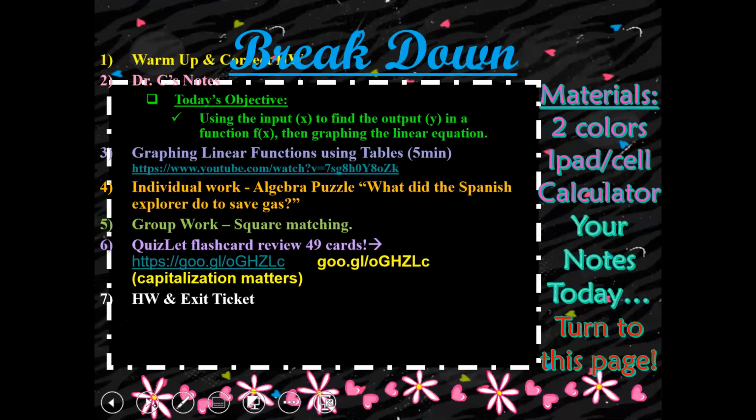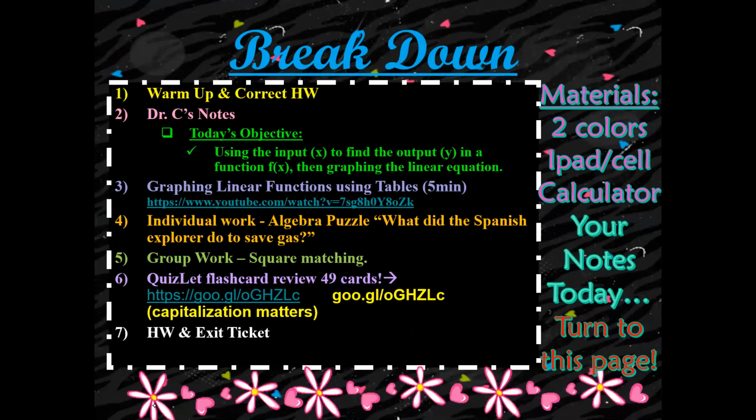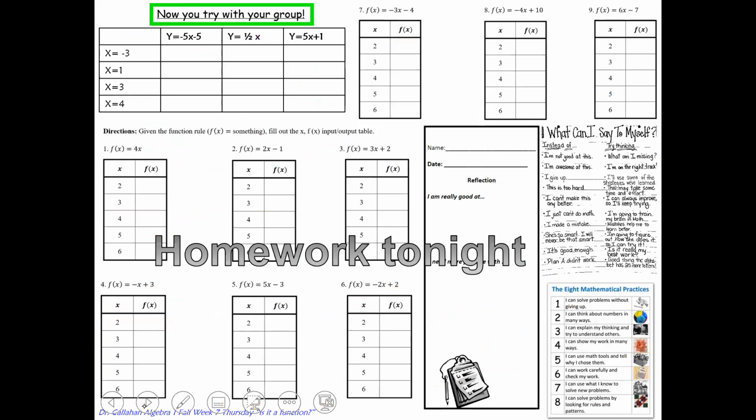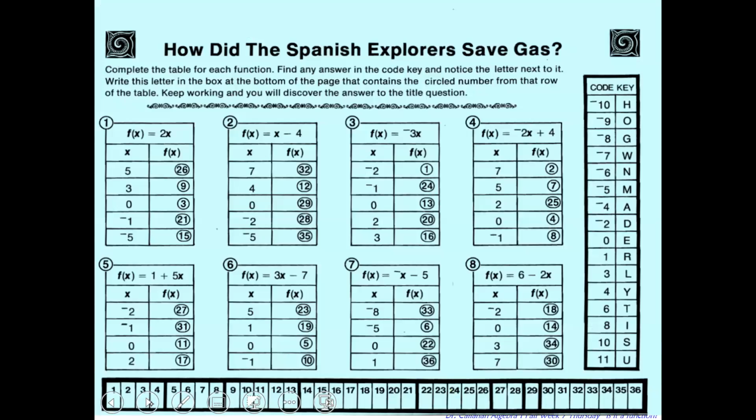All right, today we're going to talk about the input to find the output in a function, and then we're going to graph the linear equation. I have an individual algebra puzzle that I want you guys to work on. It says, what did the Spanish Explorer do to save gas? This is in your guided notes for week 7, Thursday. And then if you're in class, we'll be working on a square matching activity. And then I have a Quizlet flashcard for you guys to work on. And that's it. Okay, so with that said, let's go ahead and start off with this little activity in class.